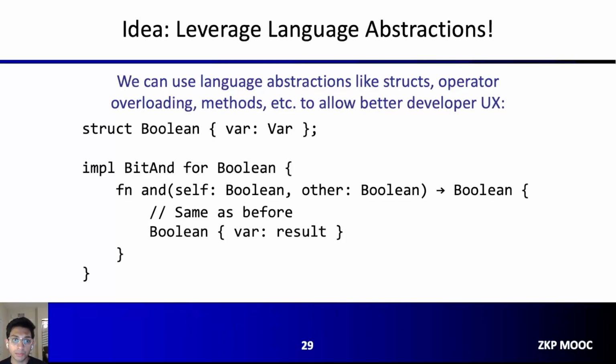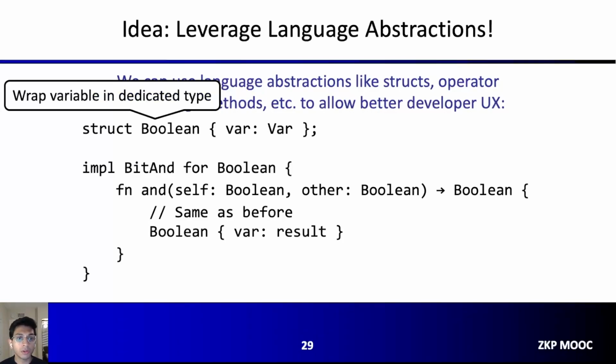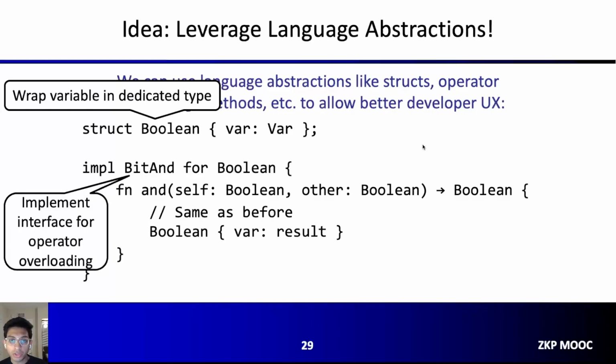And here we can see one example of that. What we'll do is wrap our variable in a dedicated type, so we'll have a Boolean struct. And then we will use the operator overloading feature of Rust to allow, in the future, literally writing A ampersand B when we want to compute the AND of two Boolean variables. So we will put the same logic as what was on the previous slide inside the function body. But once we've done this, now we can use high-level syntax.